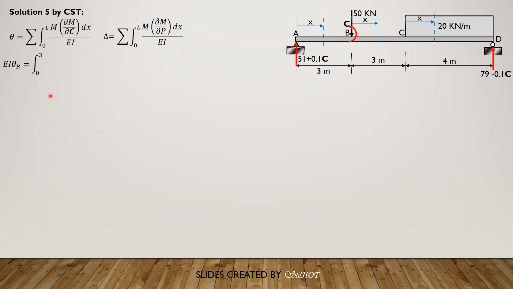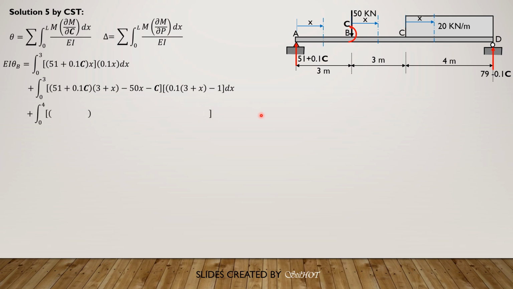So EI theta B equals integral 0 to 3 of 51 plus 0.1 C times x. Then the partial derivative of this moment equation with respect to C is, you just remove C, then we have 0.1x. Then plus integral 0 to 3 of quantity 51 plus 0.1 C times 3 plus x, moment arm, then minus 50x minus C. In this section, the derivative of this moment is 0.1 times 3 plus x. Just imagine you differentiate this with respect to C. So remove C, 0.1 times 3 plus x, then minus 1. Derivative of negative C is negative 1, dx.